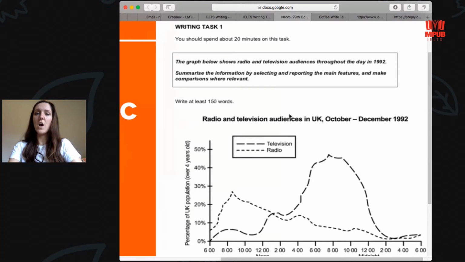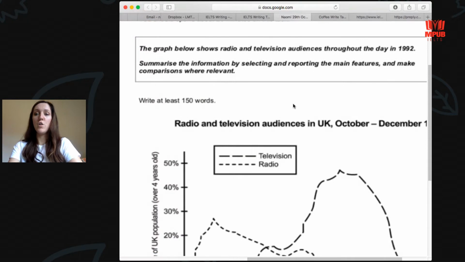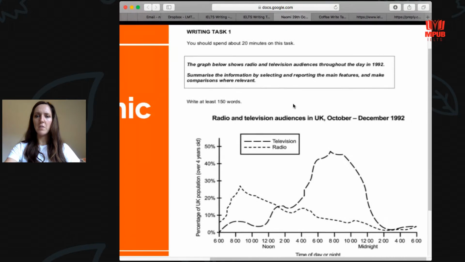The graph below shows radio and television audiences throughout the day in 1992. Summarize the information by selecting and reporting the main features and make comparisons where relevant. Okay, so first of all, I just want to think, what is the main information that is given to me in this graph?